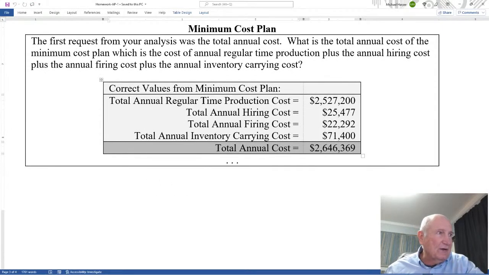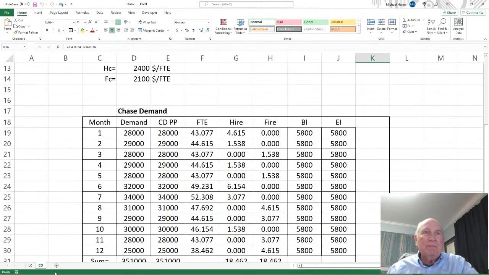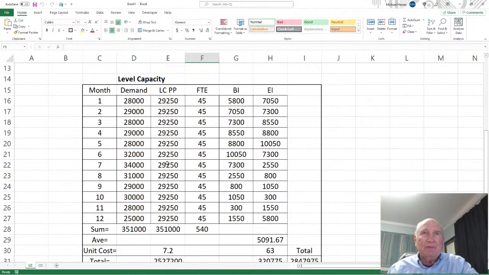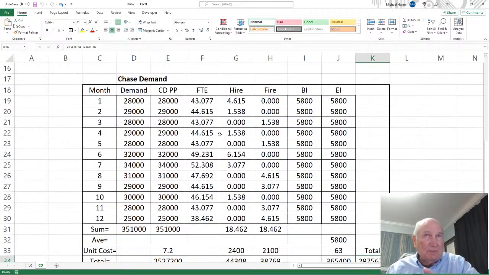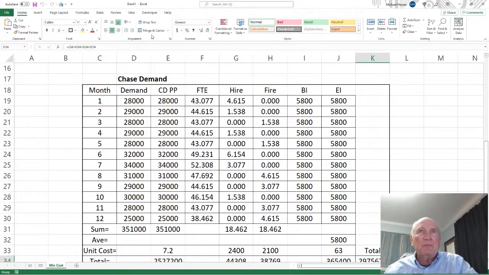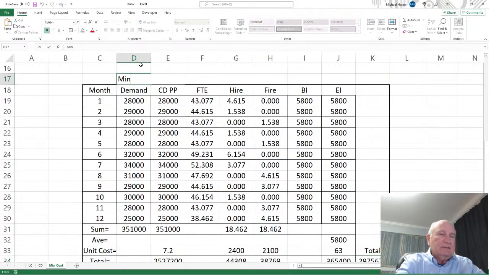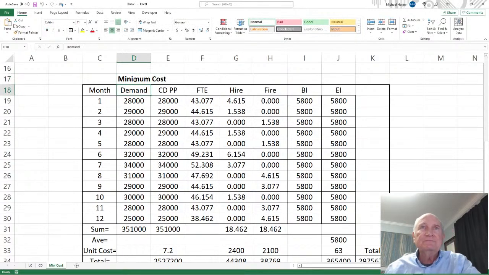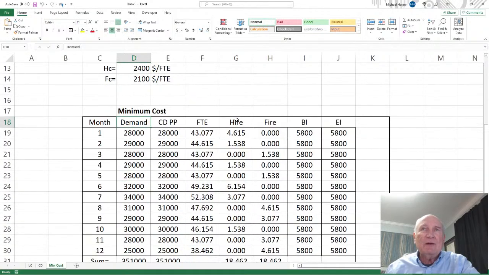Okay, let's bring back Excel. Here's Excel. Remember, the first spreadsheet was level capacity, and that was plan 1. The second spreadsheet is chase demand. That was plan 2. So now let's copy this over. And now the third one, let's rename this. This is going to be the minimum cost. And up here, let's have minimum cost. And there it is. So now we're going to have a minimum cost.